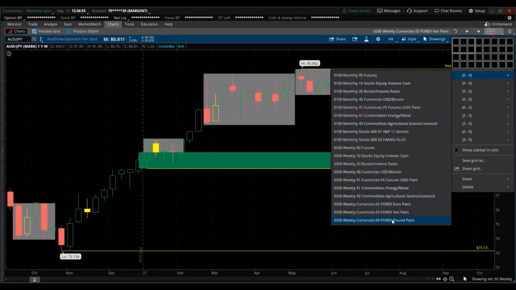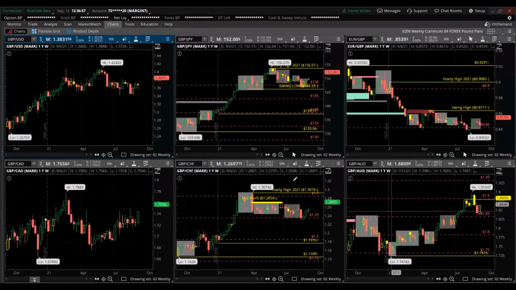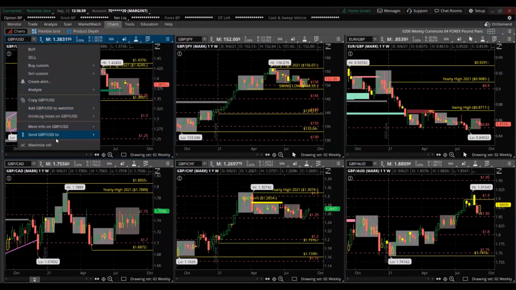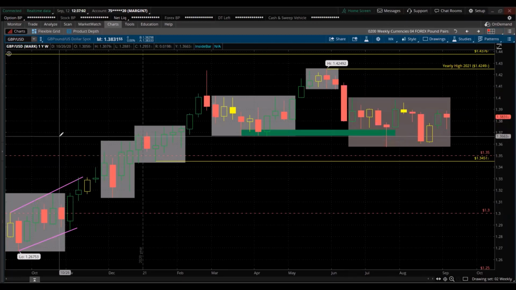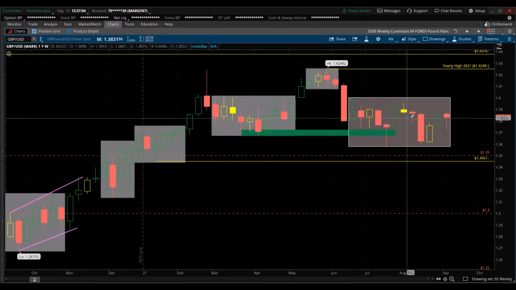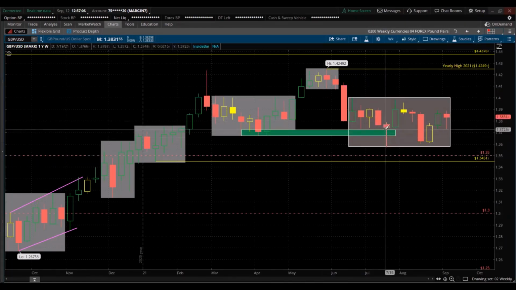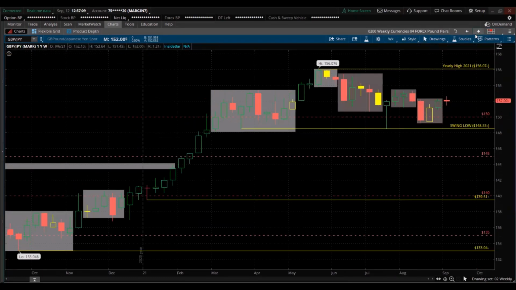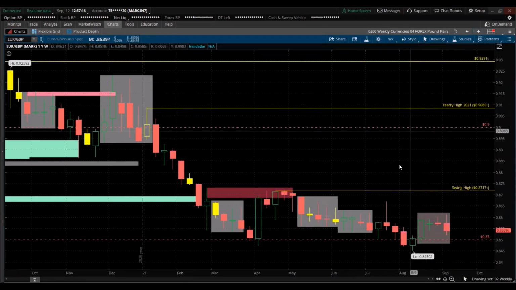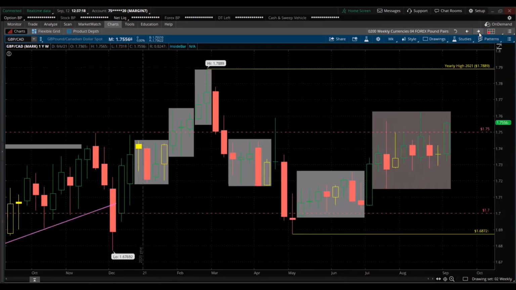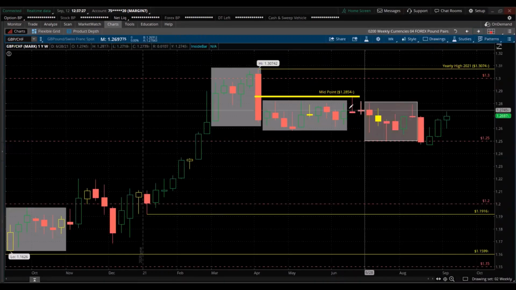Now we look at the pound pairs. British pound, US dollar. Huge consolidation right there. Pound, Japanese yen, already spoke about that. Euro, British pound, already spoke about that. Pound, Canadian dollar, a lot of whipsaw here. Again, this is going higher off the lows, giving favor to the British pound against the Canadian dollar.